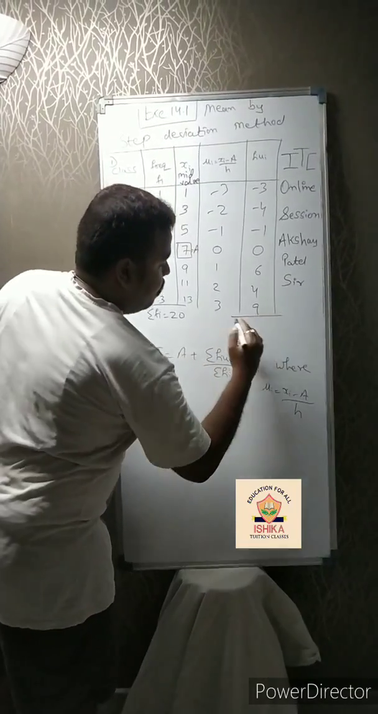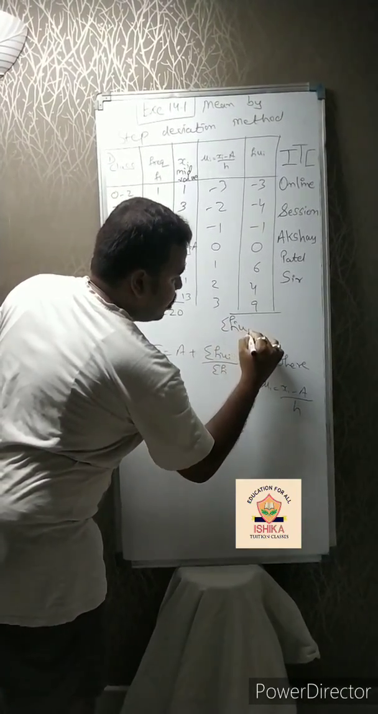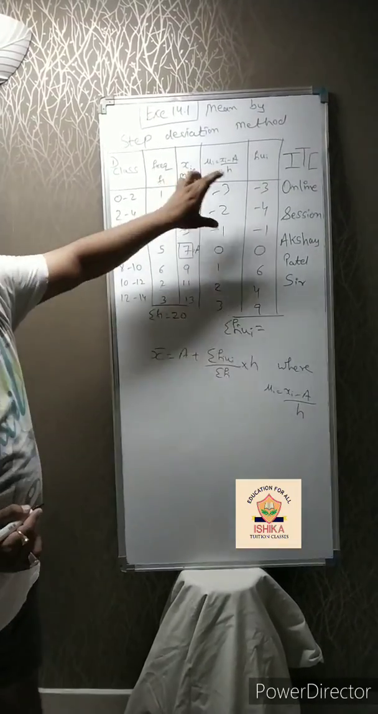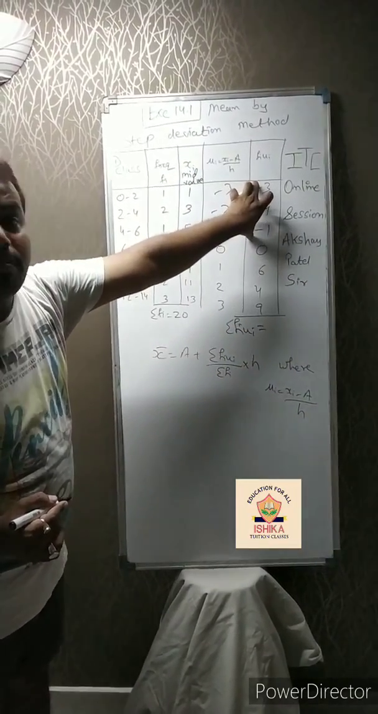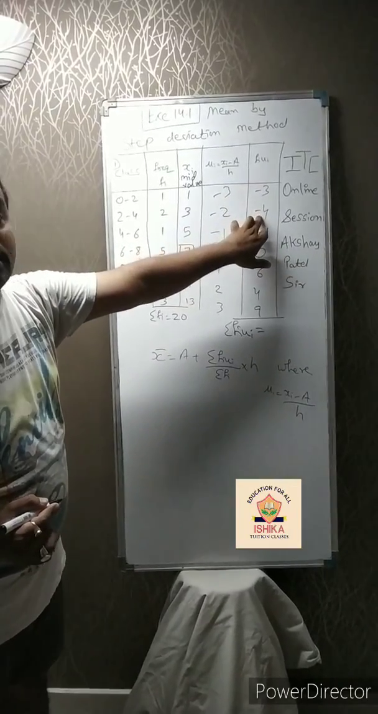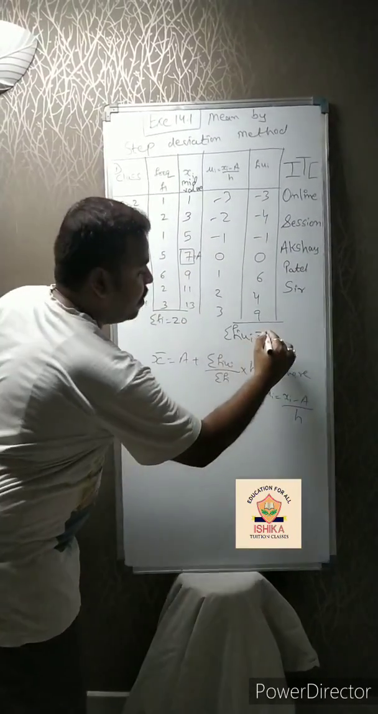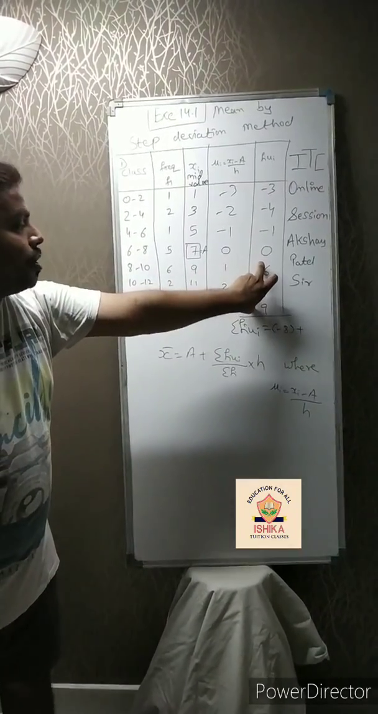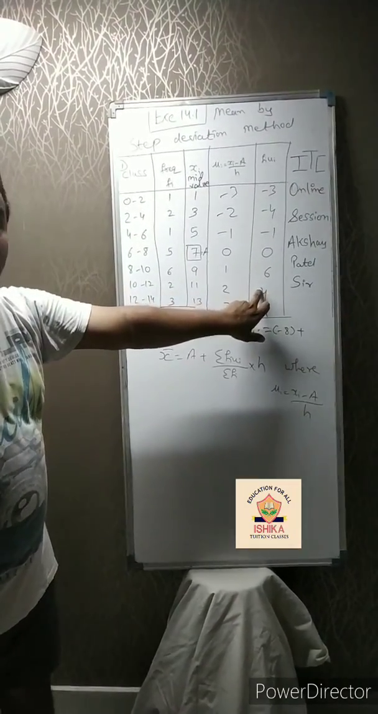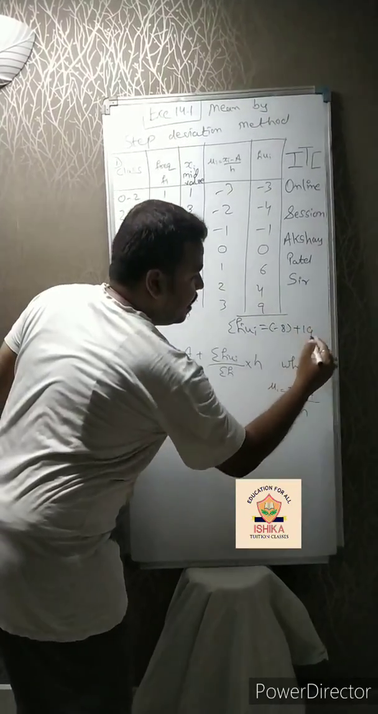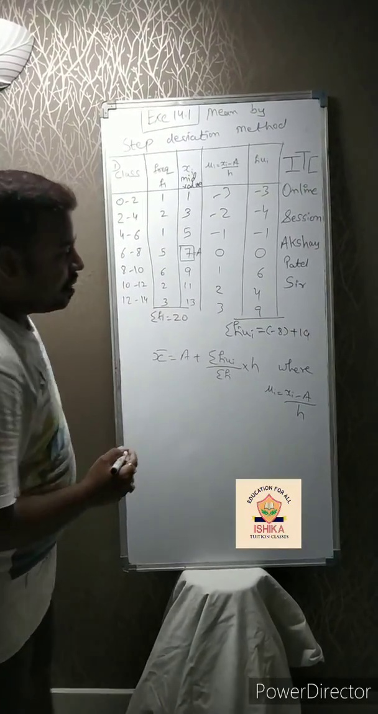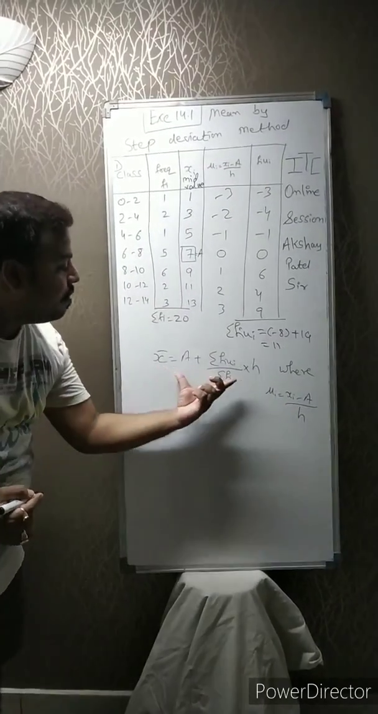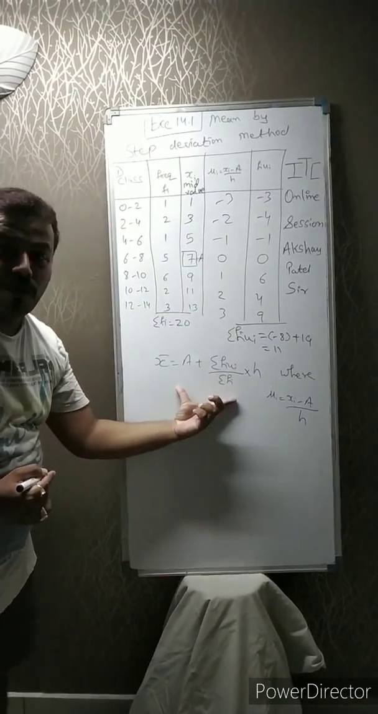Now you have to do summation of all these observations, that is sigma fi ui. First we will be doing addition of this minus value, that is -3, -4, -7, -1, that is -8. Plus we will be doing summation of this positive value, 6 plus 4, 10 plus 9, that is 19. -8 plus 19, that is equal to plus 11. Now simply we will be substituting these value in our formula.